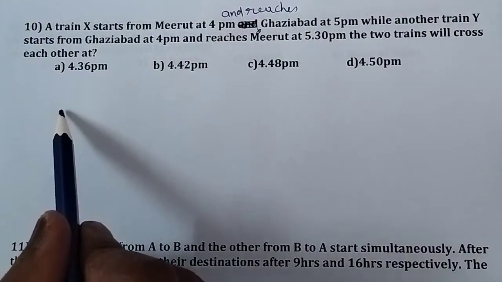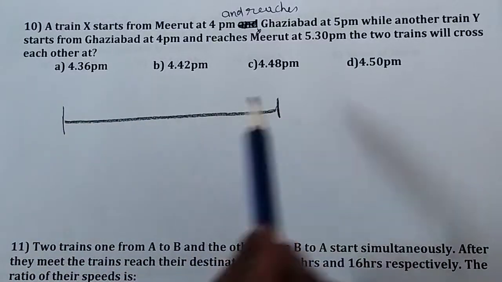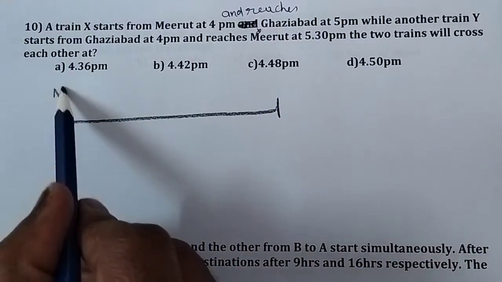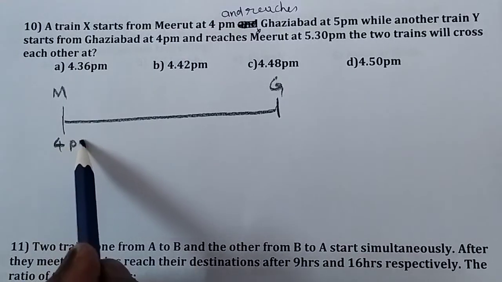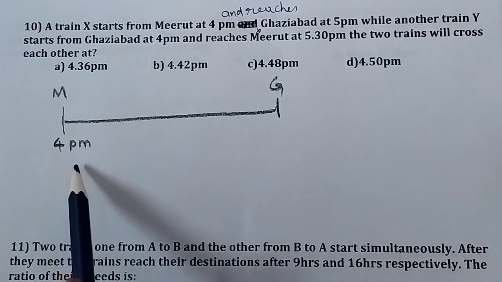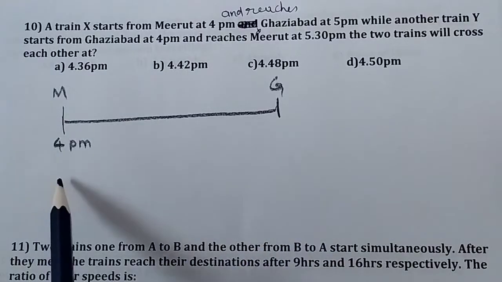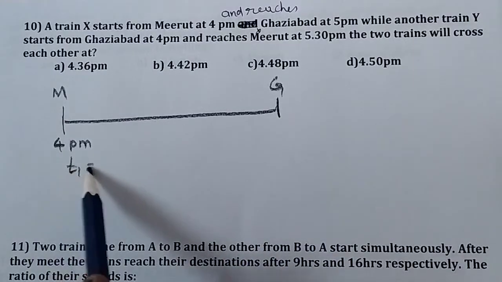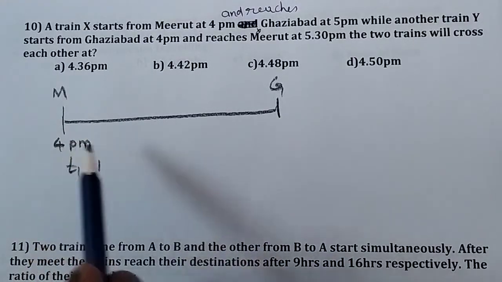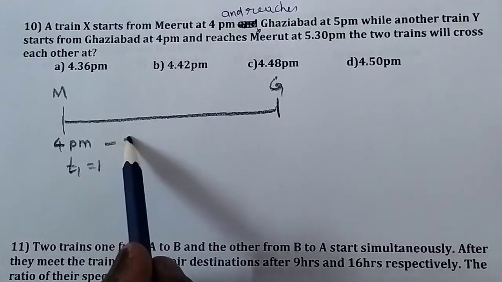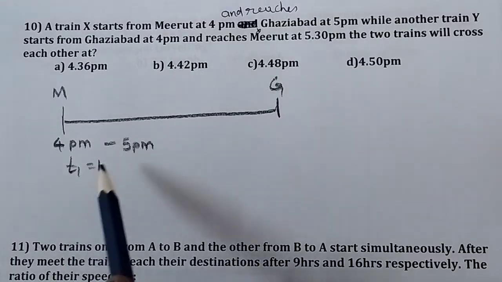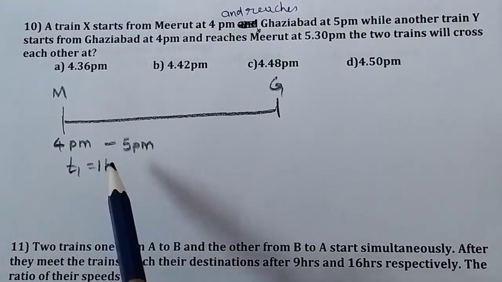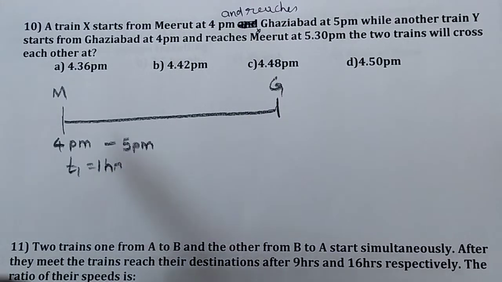Try to understand. Here there are two stations, one is Meerut, one is Ghaziabad. One train started at 4 p.m. from Meerut and reaches Ghaziabad in 1 hour. That means 4 p.m. to 5 p.m., 1 hour is the time taken for train X.